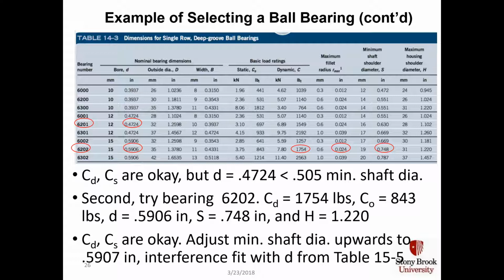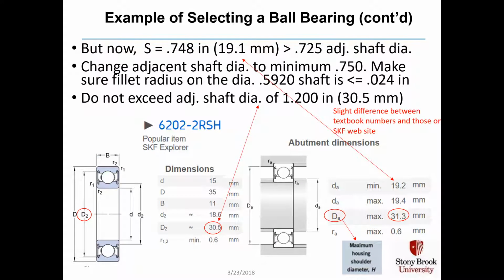That's also for the adjacent shaft. You also note that it has a maximum fillet radius of 0.0024, and that's connecting the small to the larger adjacent diameter on your shaft. And that's the reason why KT is going to be 2.5 at that location, because you have to have such a small fillet radius. So our next plan is to adjust the minimum shaft diameter upwards to 0.5907 inches, which is the interference fit we get with the bore diameter D when we look at table 515-5 in our textbook.